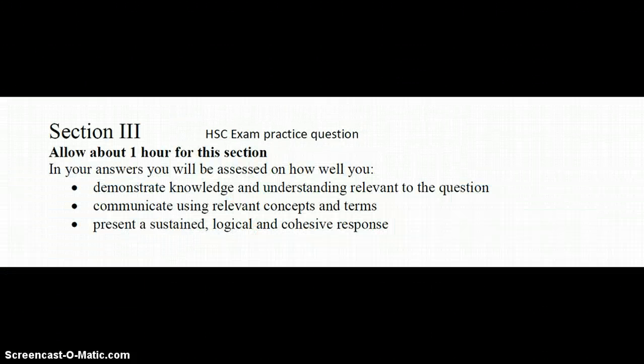Finally, the question would probably give you about an hour for this section. In that section, your answers have to be assessed on how well you demonstrate knowledge and understanding relevant to the question, that you communicate using relevant concepts and terms, and that you present a sustained, logical and cohesive response.